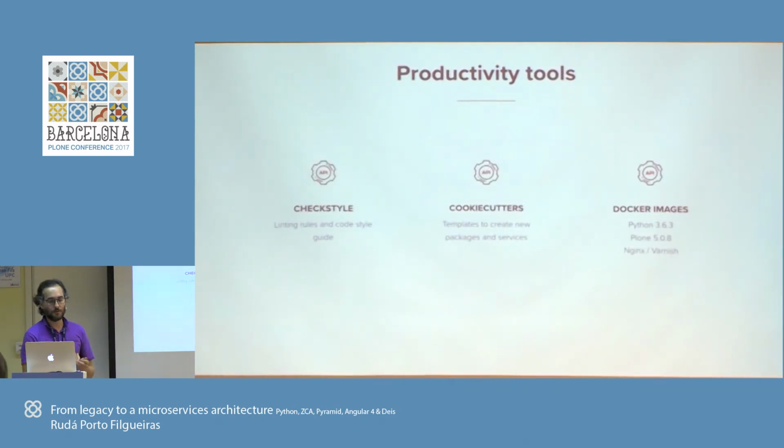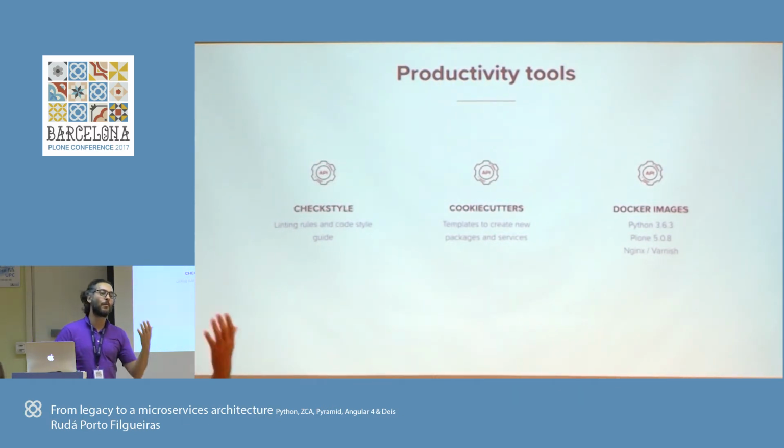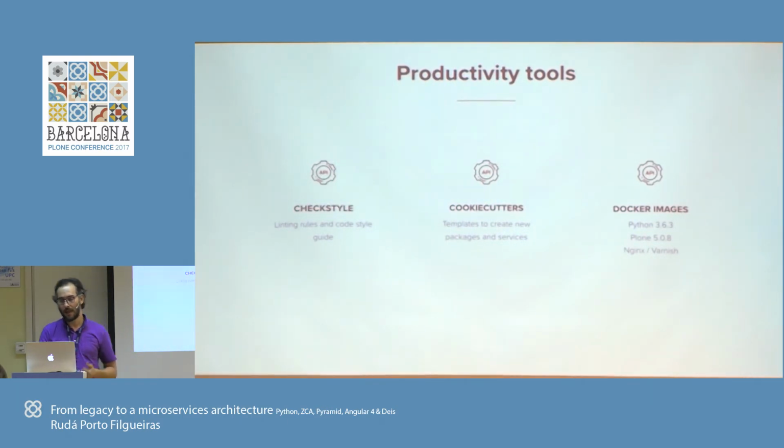Some productive tools we used together with this were a library to check style on our code, to ensure we have a real standard about code, and to easily check and help us fix failures, and we put this in our build process. Cookiecutter templates make it easy to create new projects and new microservices. And some Docker images that we created and customized for our needs.